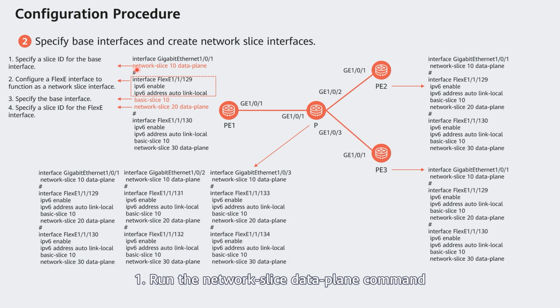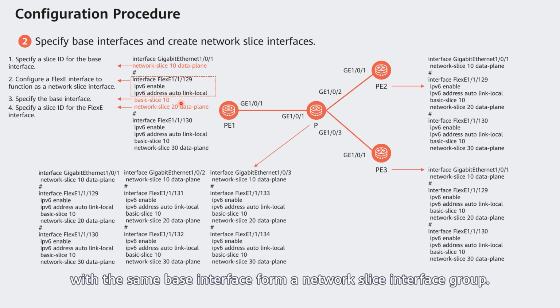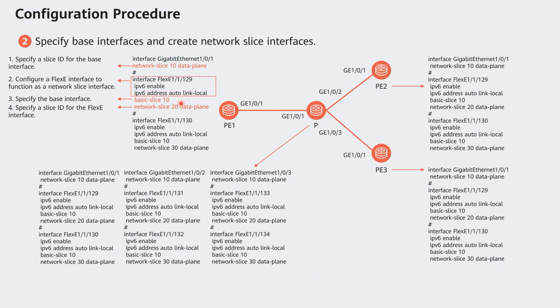1. Run the network slice data plane command to specify a slice ID for the base interface. 2. Configure a Flex-E interface. 3. Run the basic slice command to associate the Flex-E interface with the base interface. Note that the slice ID specified in this command must be the slice ID of the base interface. Multiple network slice interfaces associated with the same base interface form a network slice interface group. When forwarding a BIERv6 packet, a device searches the network slice interface group corresponding to the outbound interface for the network slice interface that has the same slice ID as that in the HBH.